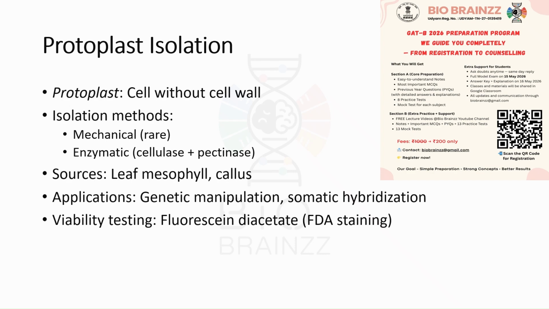Protoplasts are highly significant in biotechnology because they allow direct genetic manipulation and somatic hybridization. Since the cell wall is absent, foreign DNA can be easily introduced. Viability of isolated protoplasts is assessed using staining techniques such as fluorescein diacetate (FDA), ensuring that only living cells are used for further experimentation.